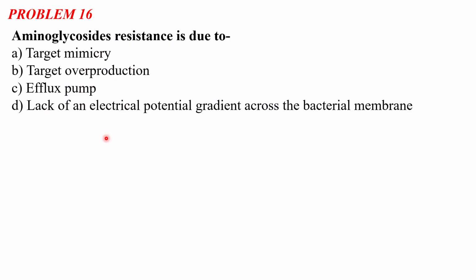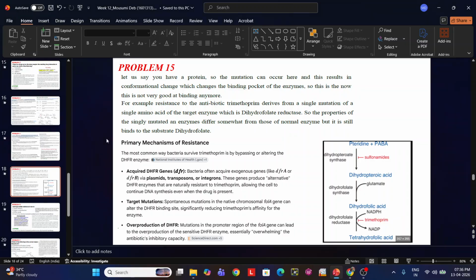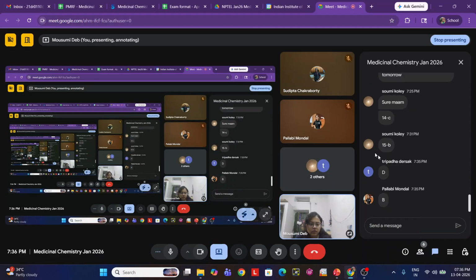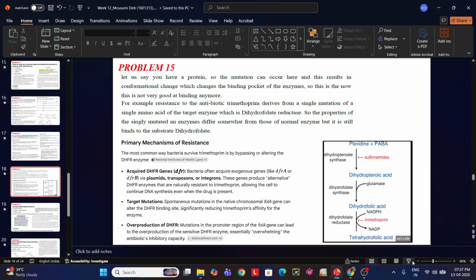Aminoglycoside resistance is due to target mimicry, target overproduction, efflux pump, or lack of the electrical potential gradient across the bacterial membrane. Which of the following will be the correct answer? Let me check the chat box. Okay, number D and number B. I have received two different answers, number D and number B. Let me check which of the following will be the correct answer.